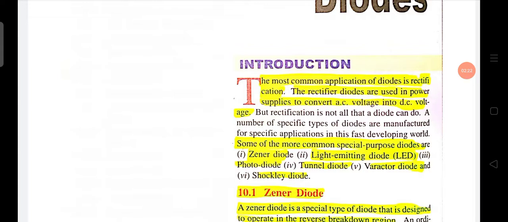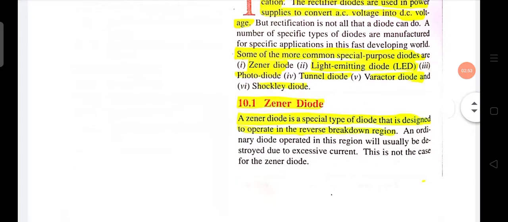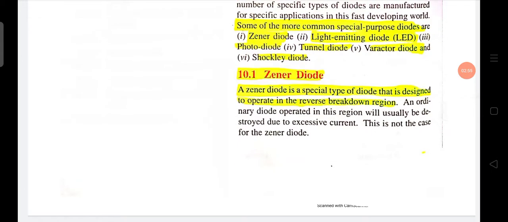But the diode does not only have the rectifier function. Some of the more common special purpose diodes are the Zener diode, light-emitting diode, photodiode, tunnel diode, varactor diode, and Shockley diode. Today we will discuss the Zener diode and the light-emitting diode.